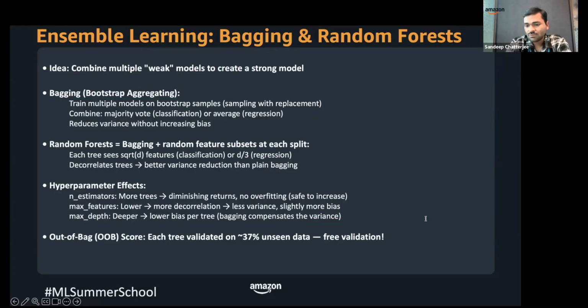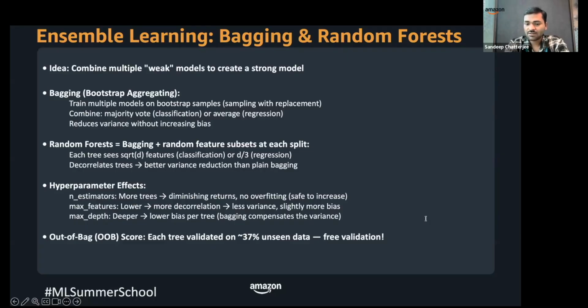Because of how we sample our data with replacement, roughly 30% of the original data gets left out for any given tree. So the algorithm uses this unseen data to validate the tree on the fly. It's essentially a free built-in validation set without having to hold out separate data.